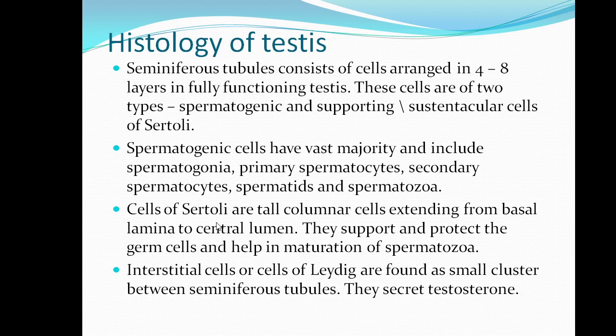The cells of Sertoli are tall columnar cells extending from the basal lamina to the central lumen. They support and protect the germ cells and help in maturation of spermatozoa. The interstitial cells are the cells of Leydig. They are found as small clusters between the seminiferous tubules. They secrete testosterone.